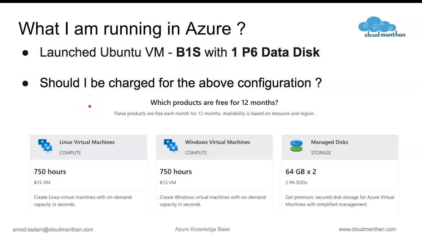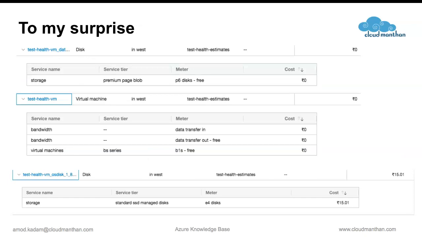Now the question is, should I be charged for the above configuration or not? Now, if you look at this documentation, then my expectation was certainly that I should not be billed for this configuration because I am using 750 hours of VM. I am using one P6 disk. So I was not crossing the free tier limits. But to my surprise, I received some bill. Now these numbers are not really big, but I was concerned about why I am still getting billed.